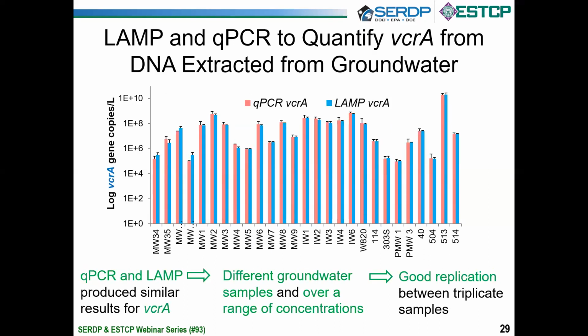This slide shows the results for VCRA. Again, the groundwater wells are on the x-axis and the gene concentration on the y-axis. This time, the qPCR results are shown in pink and the LAMP results are shown in blue. Overall, the results are comparable to those for TCEA. That is, similar results from both methods across multiple sites over a range of gene concentrations. Also, we find good replication among triplicates.